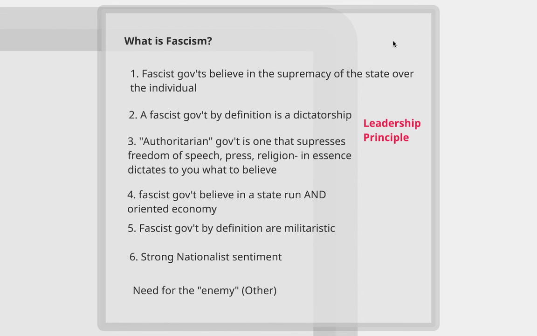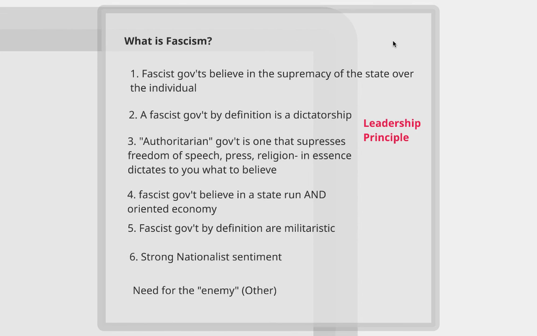Now, fascism is a very complicated topic, but these are just 6 or 7 of the most basic fundamental tenets of fascism. Number 1, fascist governments believe in the supremacy of the state over that of the individual. And what that means is that everything is about how this benefits the state and not the individual. Okay, so your personal rights, freedoms, liberties, whatever, come secondary to what is in the best interest of the nation. The supremacy of the state is the most important thing in a fascist government.